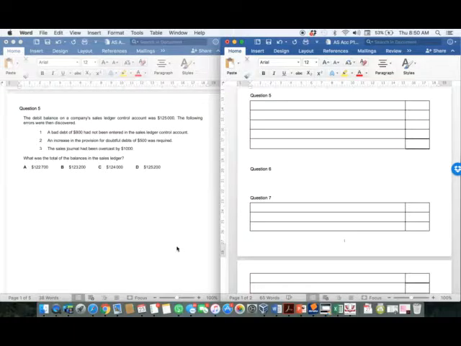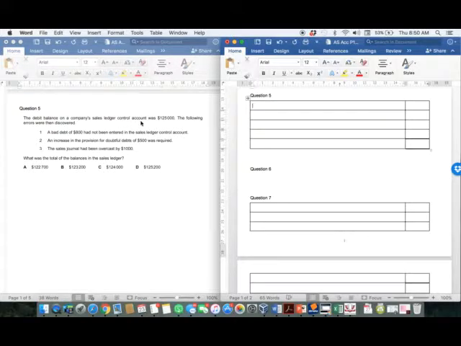Question 5 says the debit balance on a company's sales ledger control account was 125,000 Rand. The following errors were then discovered. In the same way, we need to start with the figure that has been given. Now, like we were looking at the purchases ledger, we are now looking at the sales ledger. However, notice that we are actually not looking at the total of the individual accounts, but at the total of the control account.